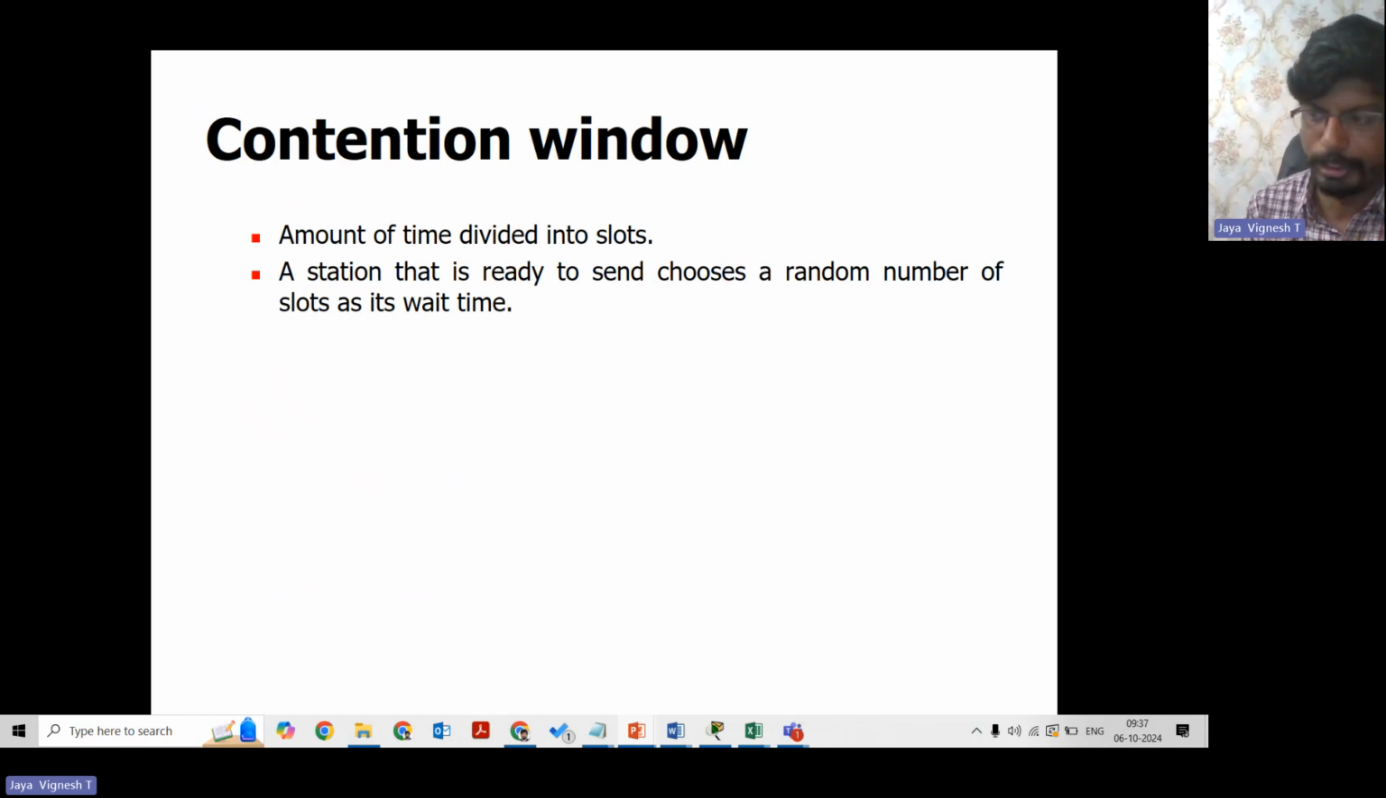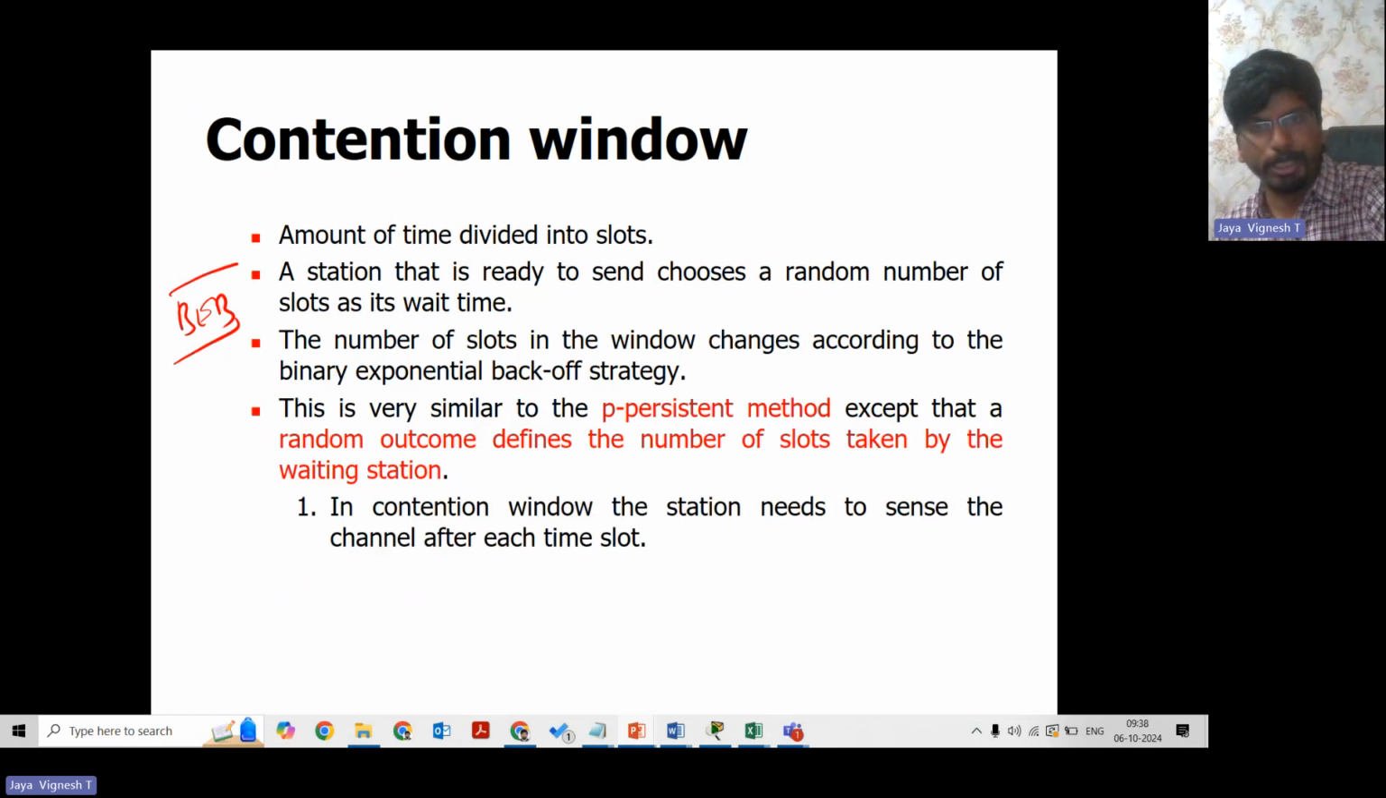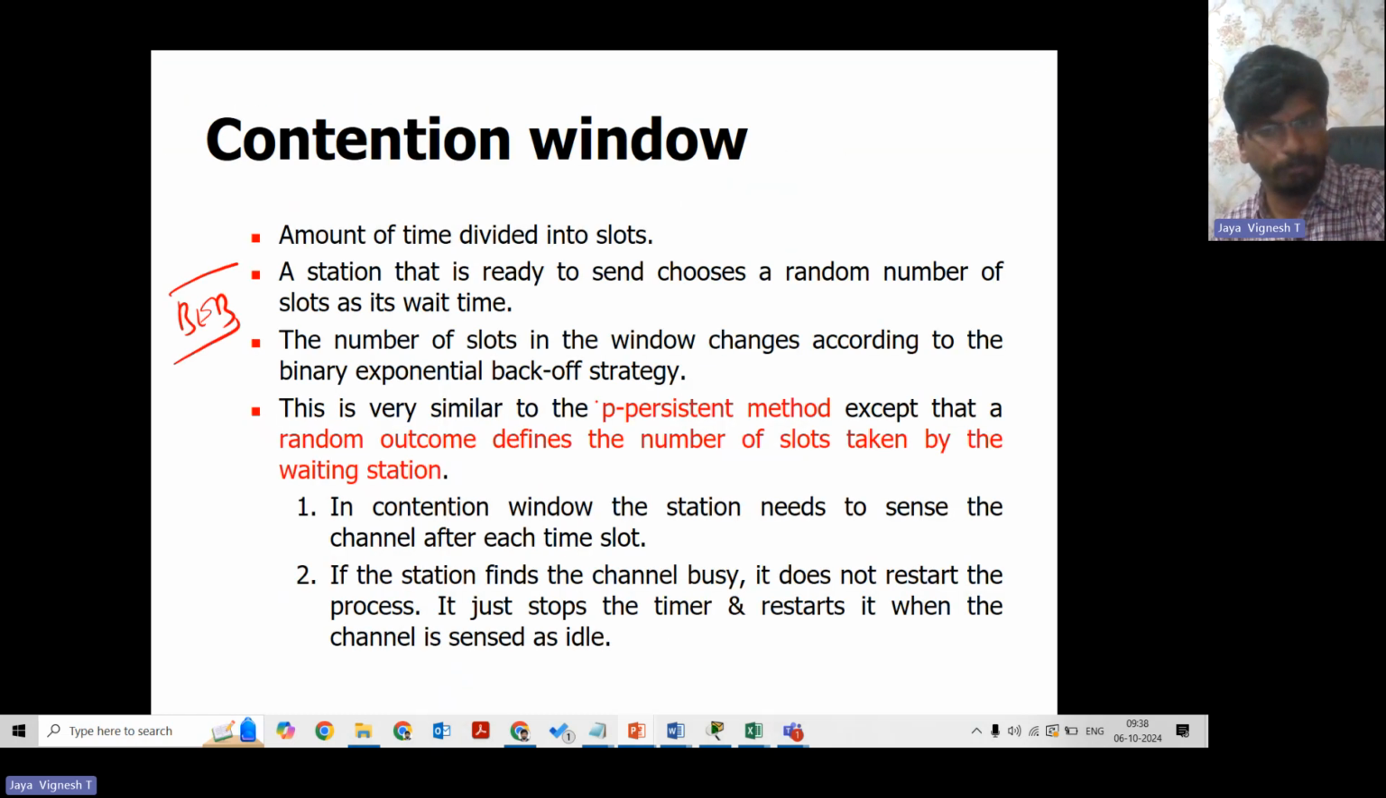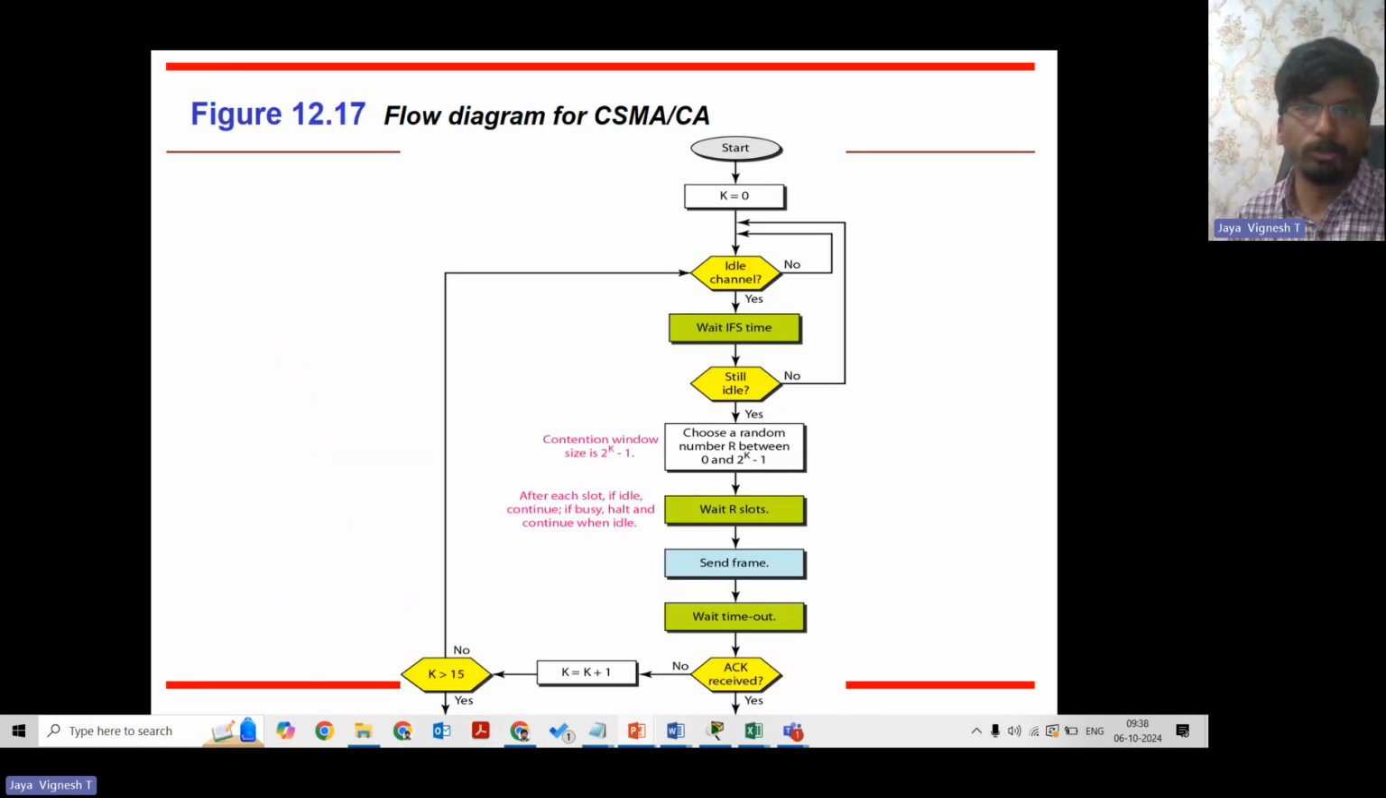Even after the IFS period, if you find the medium to be idle, the station is actually going to choose a random number of slots as its wait time, just like the contention window in your BEB algorithm. But let me take you to the flow chart before getting onto this. The number of slots in the window is going to change according to your binary exponential back-off strategy. So let me show you the flow chart for much more clarity.